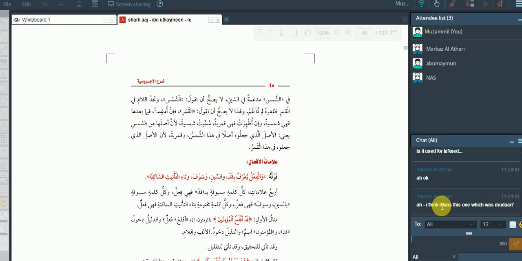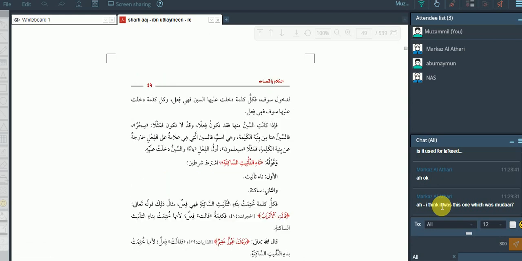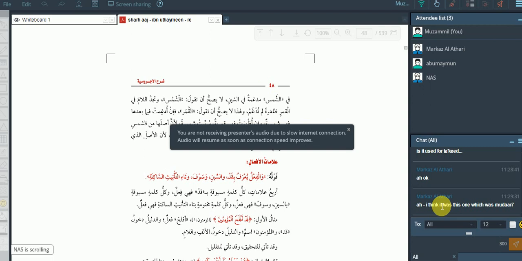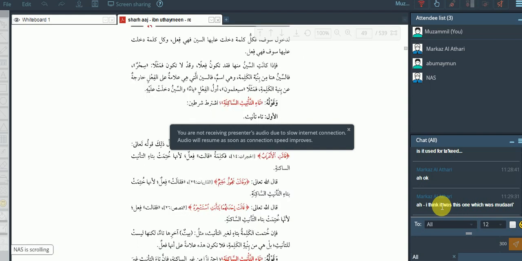Which verbs does the seen enter upon? So when you go back to the page over there, you'll see the examples the Shaykh gives. Yes, a present tense verb. I think you're right, dear brother.